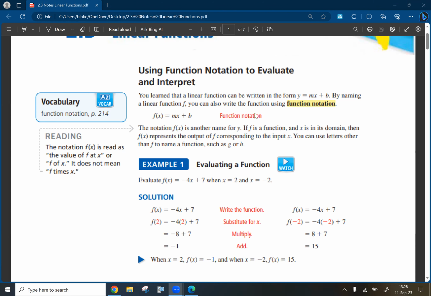So function notation basically is just, instead of writing y, you write f of x. So I could write the function you guys are looking at on the screen now as y equals negative 4x plus 7. But function notation writes it instead of y equals as f of x equals. The reason for that is it's a little bit more, I want to say, professional. It's basically saying a function of x.